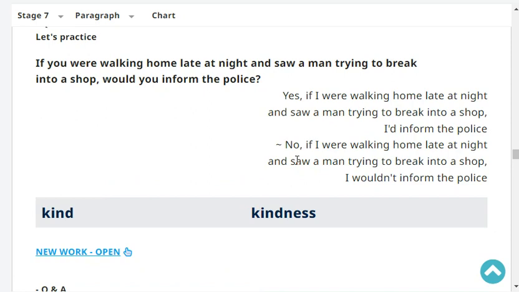Very good. If you were walking home late at night and saw a man trying to break into a shop, would you inform the police? Yes or no? Yes. If I were walking home late at night and saw a man trying to break into a shop, I'd inform the police.